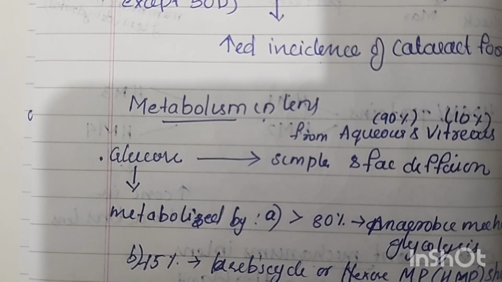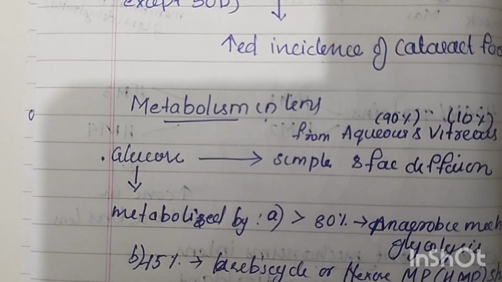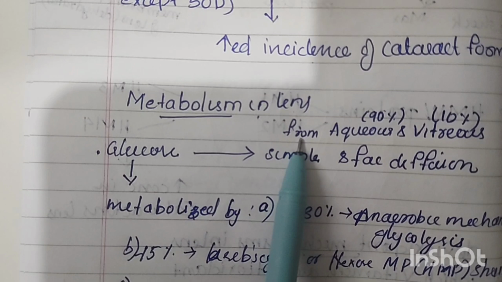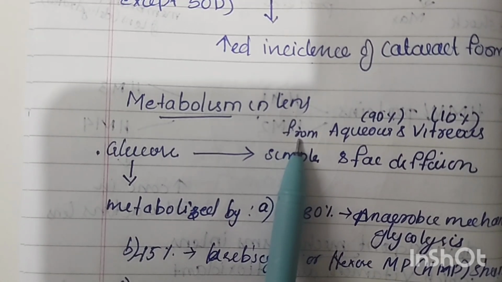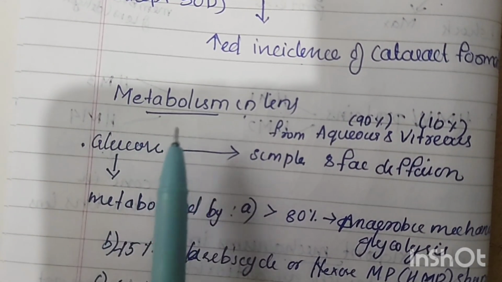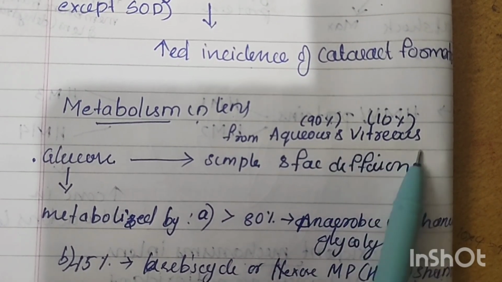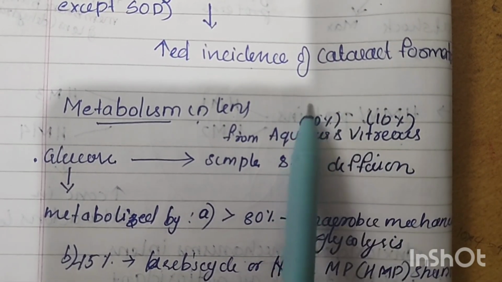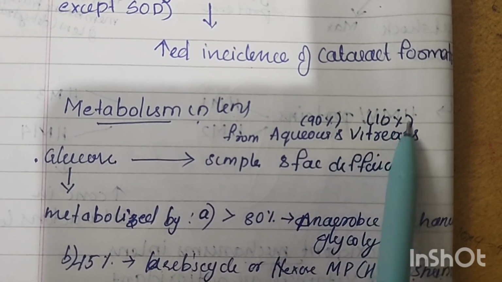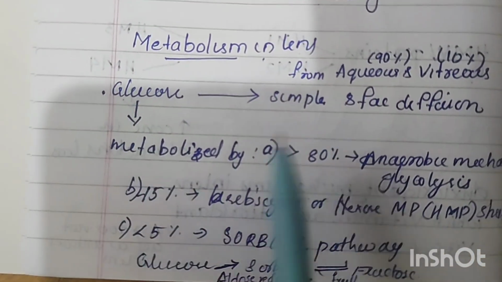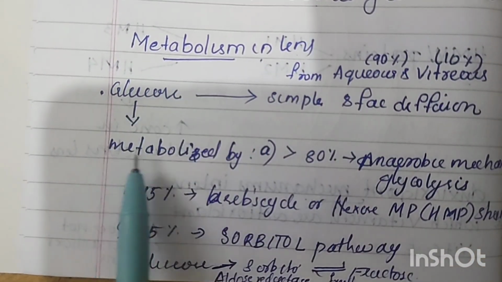Next is the metabolism which takes place in the lens. Just like other organs, the lens also needs glucose. The lens is an avascular organ, and around the lens there is no oxygen or anything else supplying it. So where does the glucose come from? The glucose comes anteriorly from the aqueous and vitreous, and posteriorly from the vitreous. Ninety percent of glucose comes from the aqueous humor and 10% from the vitreous humor, through simple and facilitated diffusion. After the glucose comes to the lens, it gets metabolized.